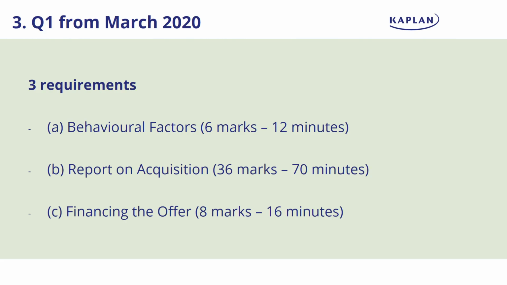Now, as I mentioned, we're going to focus on question 1 from this exam. Within this question, it was split into 3 parts, A, B, and C. Part A was all about behavioural factors. Part B was a report on an acquisition. And part C was how we then finance this offer.